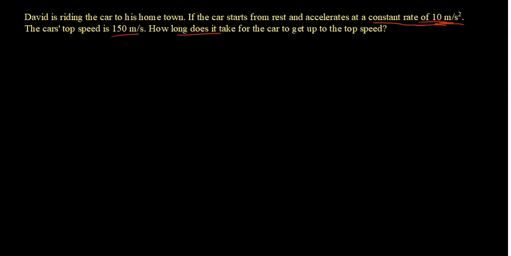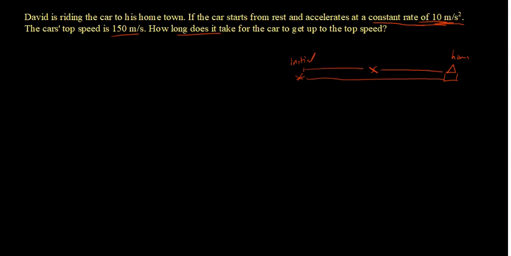Okay, so it is always good with these questions to sketch, even a simple sketch or drawing, to help you visualize the scenario. So David is riding to his hometown. Let's assume this is the starting point, wherever he was. That's the initial position, and he's going to his hometown. So he will be traveling a certain distance. That's the distance he will be driving his car.